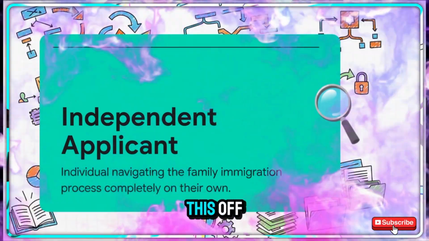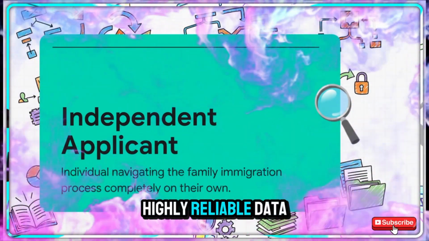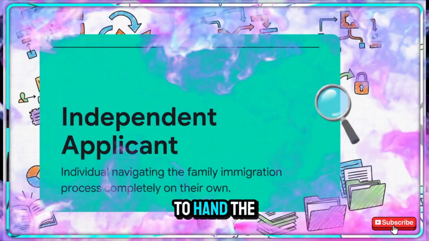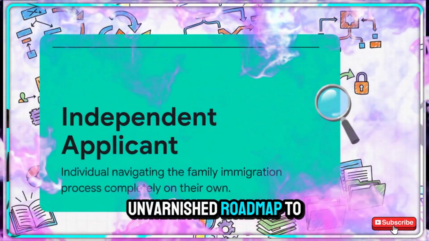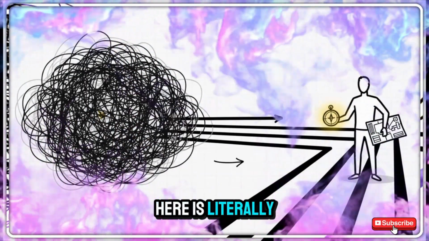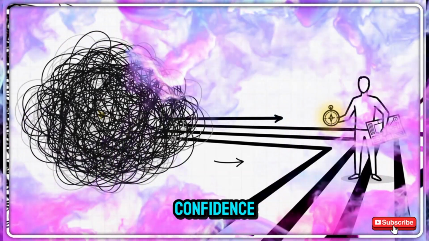To actually pull this off, they are actively seeking structured, highly reliable data to build up their own procedural confidence. They aren't looking to hand the reins over to someone else. They want the exact, unvarnished roadmap to do it themselves. The overarching goal here is literally replacing bureaucratic chaos with structured, objective confidence.